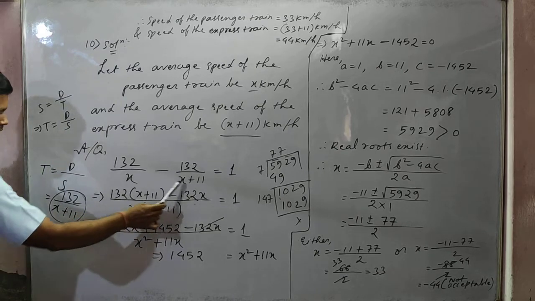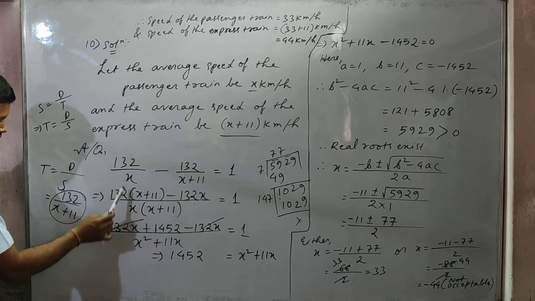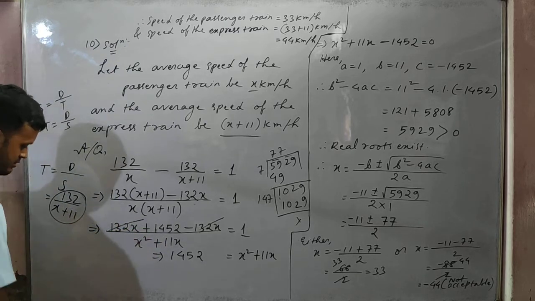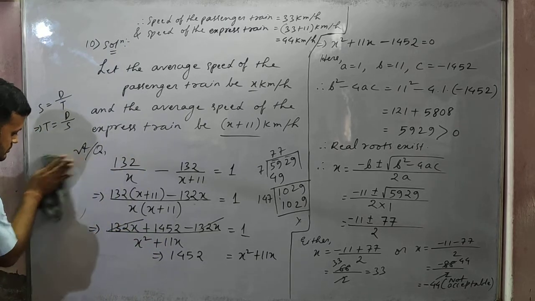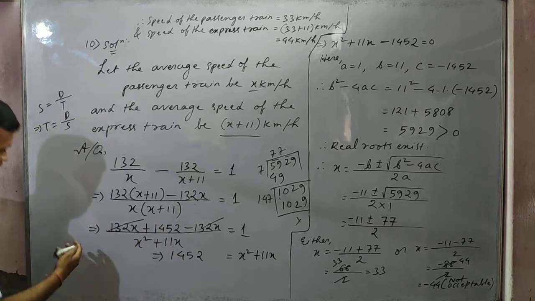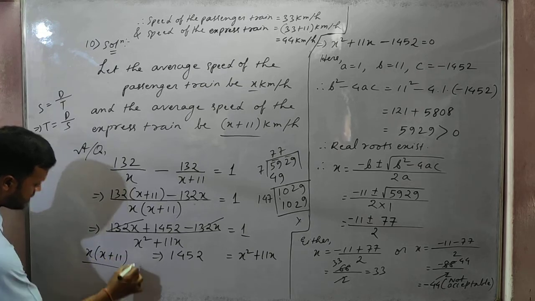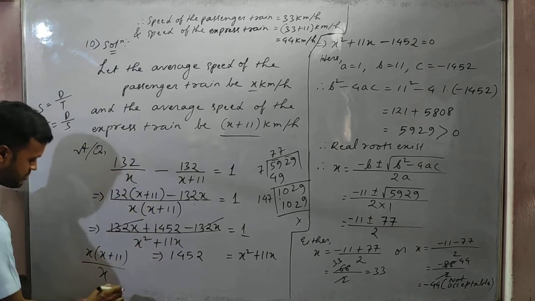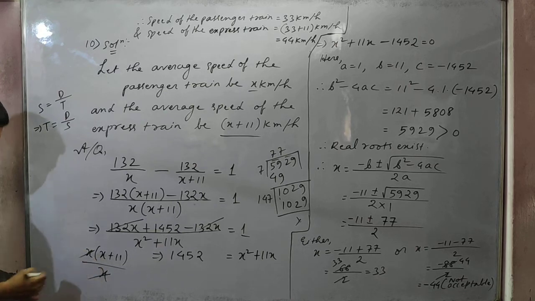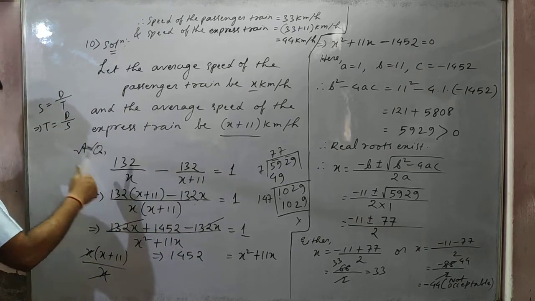The LCM of x and x plus 11 is how much? x into x plus 11. Now this x into x plus 11 is the LCM, isn't it? If I divide this LCM by x, then how many times will it go? x and x will cancel. x plus 11 times. So 132 into x plus 11.